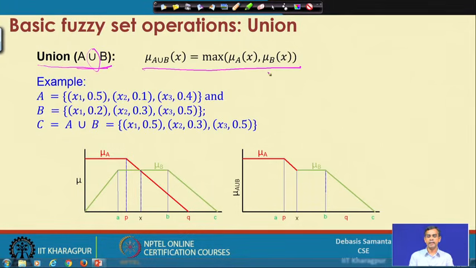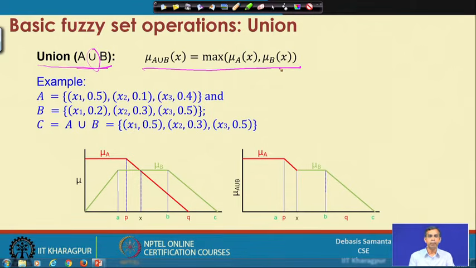So, if you see this expression, the union operation for any element x which belongs to the union of the two fuzzy sets A and B is basically max of mu A x and mu B x, where mu A x denotes the membership value for an element x belonging to fuzzy set A, and mu B x denotes the membership value of element x belonging to fuzzy set B.